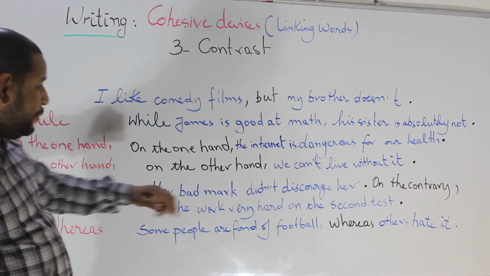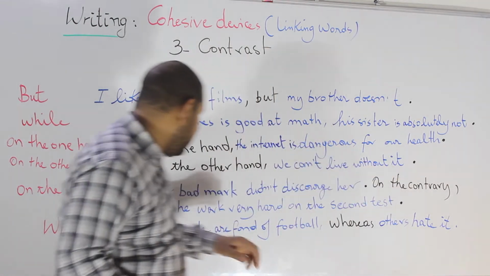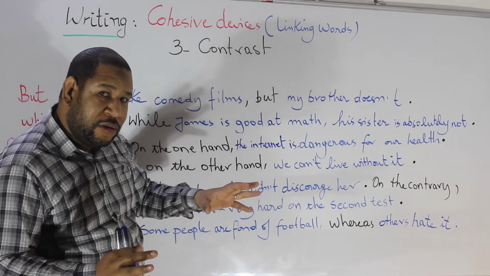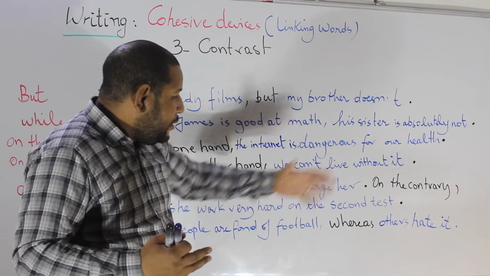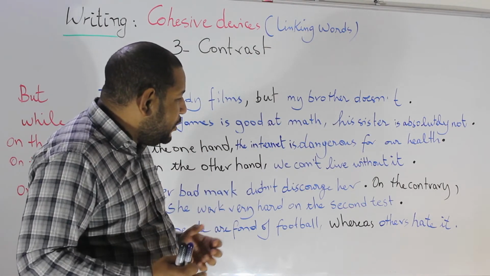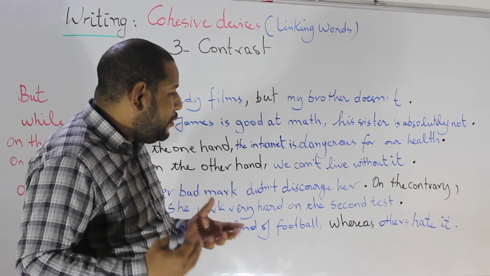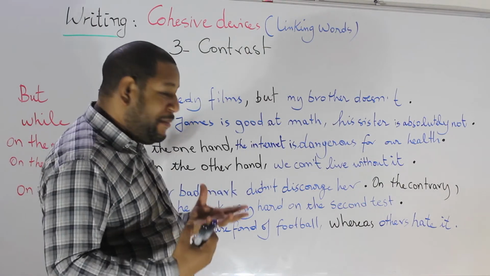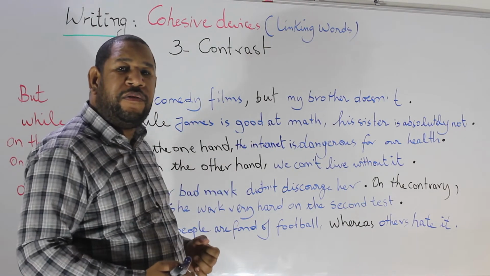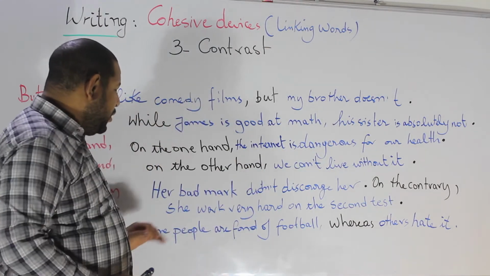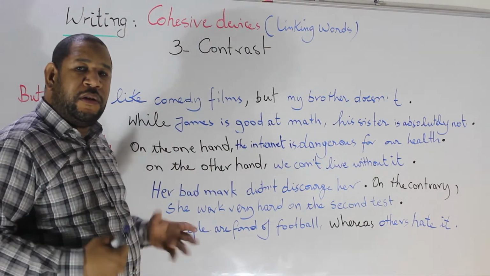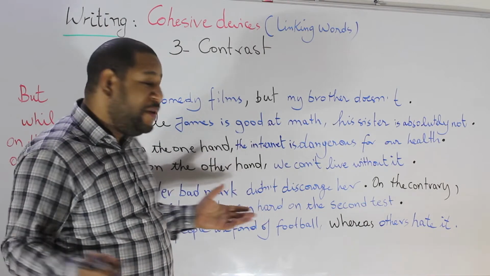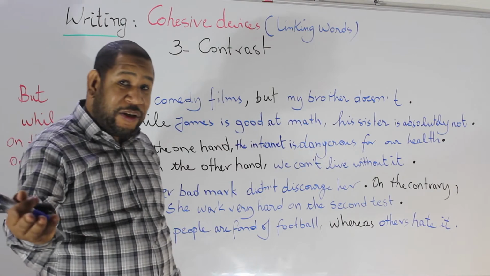Then we move to on the contrary. Her bad mark didn't discourage her. This linking phrase, on the contrary, we use when we want to emphasize something that is contrasting our first idea. So we have, she had a bad mark. We think that because she had a bad mark, she is going to be discouraged. So her bad mark didn't discourage her.